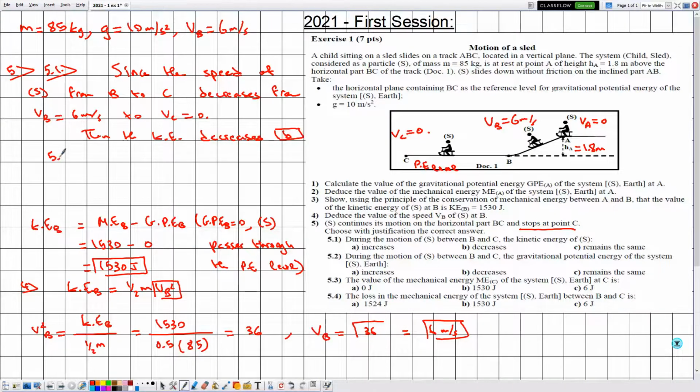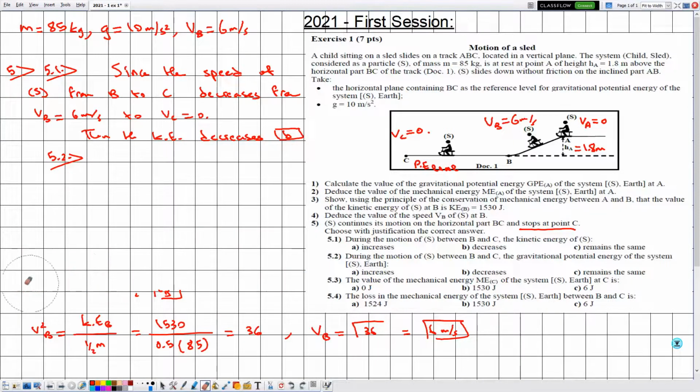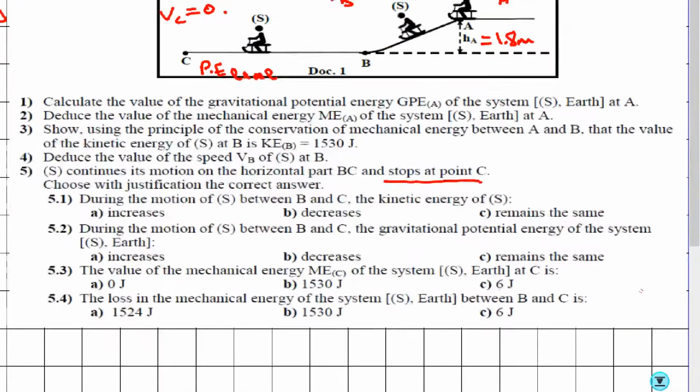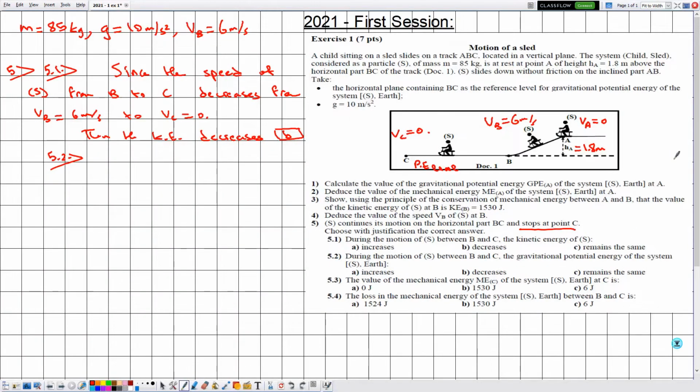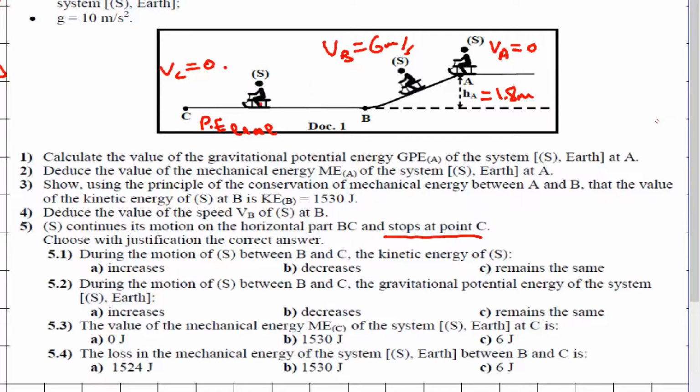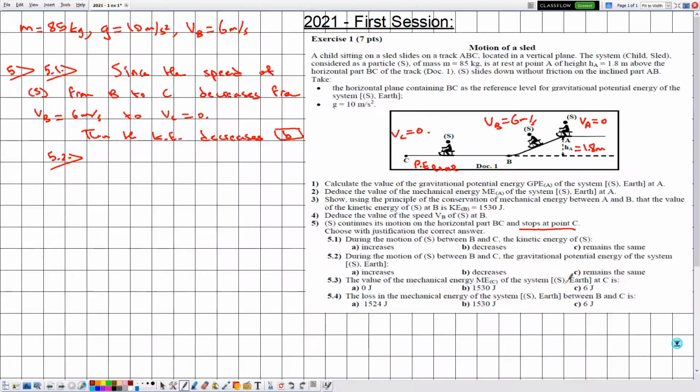Now in part 5.2, they are telling us during the motion of S between B and C, the gravitational potential energy of the system, does it increase, decrease, or remain the same. And notice that from B to C, the height doesn't change, S doesn't go up or down, which means that the potential energy remains the same. However, one can say that since S remains along the PE level, the gravitational potential energy is 0 from B to C, and for this reason it remains the same.